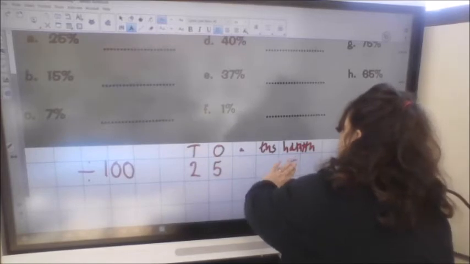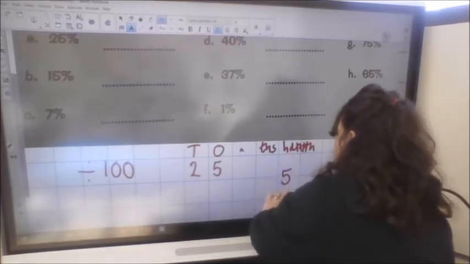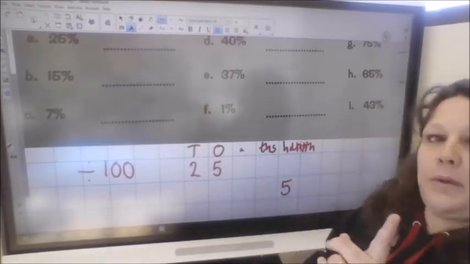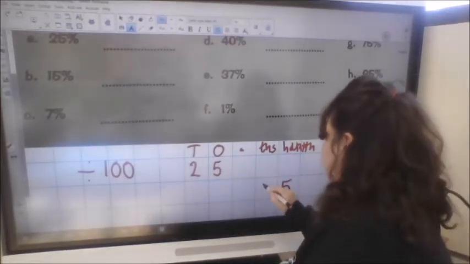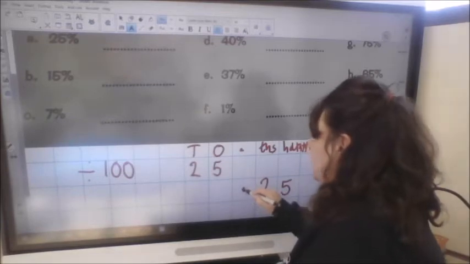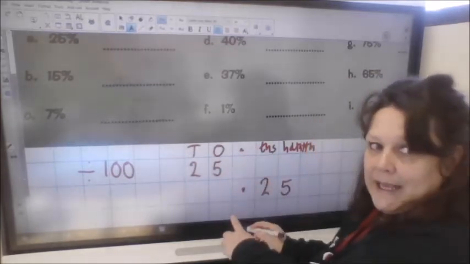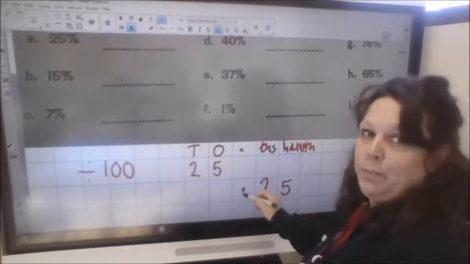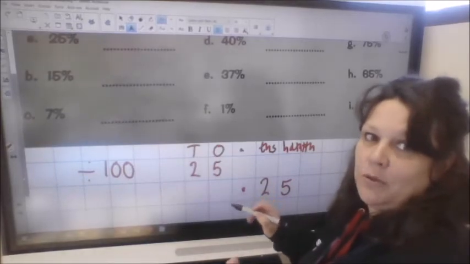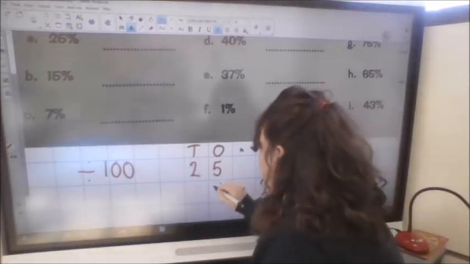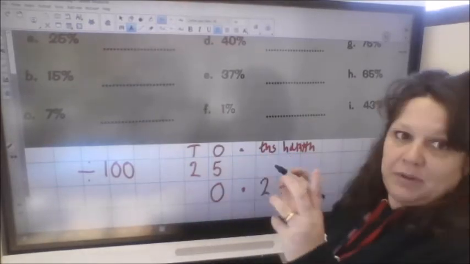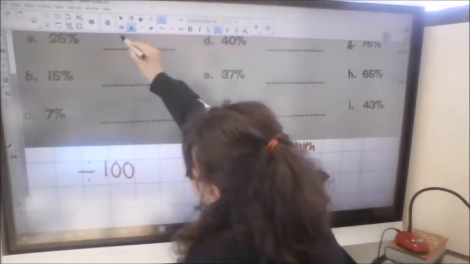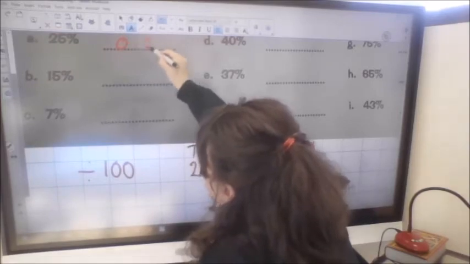Oh, I'll write it below. Sorry. Oh, I can even move it. There we go. Okay. My 2 is going to go 1, 2. Decimal point there. And I can't leave the decimal point hanging there. I need a 0, the hero placeholder. So it becomes 0.25. So 25% as a decimal is 0.25.